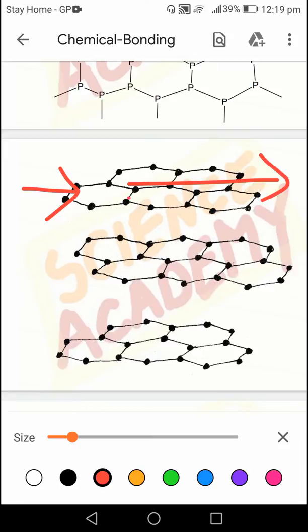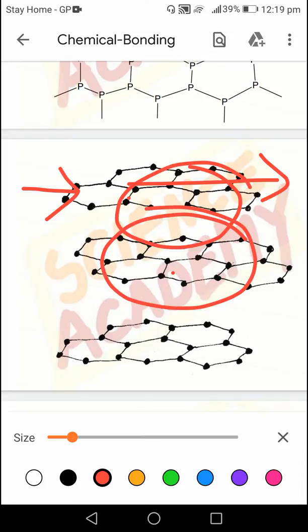I mean, this layer can move over this layer very easily, because only weak Van der Waals force operates between the layers, which can be overcome very easily, for which graphite is slippery and can be used as a lubricant.